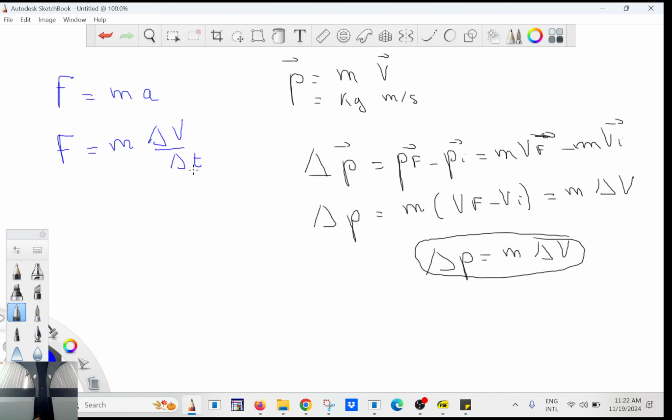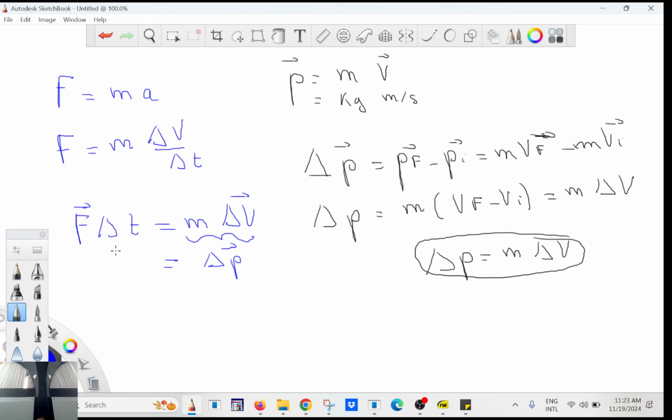Again, it's a vector. I'm not doing the derivative, I'm just doing it this way. It's easier. You multiply by the time elapsed on both sides, so you have force times delta T equals m delta V. Again, this is a vector, this is a scalar, this is a scalar. And what is that quantity, m delta V? It's going to be delta P, the change in momentum.